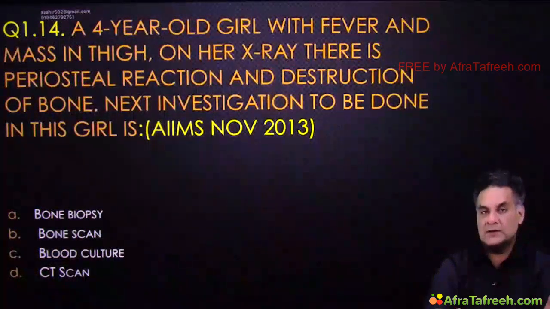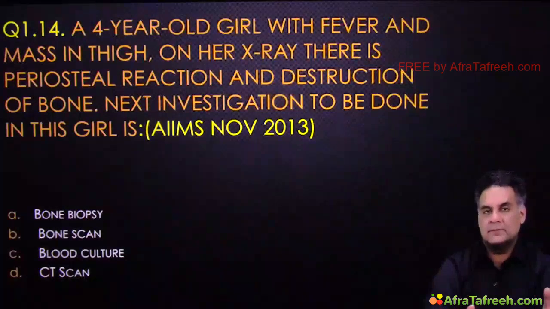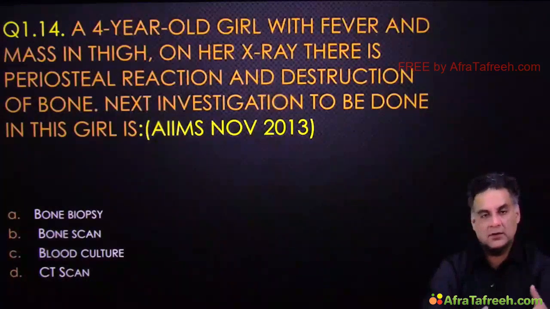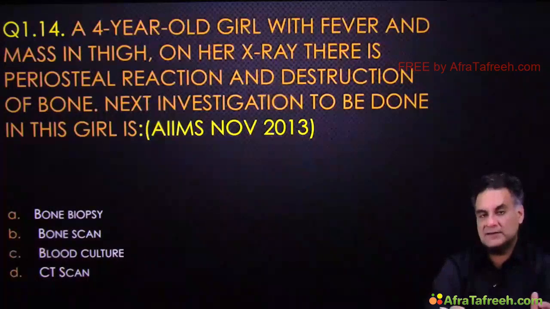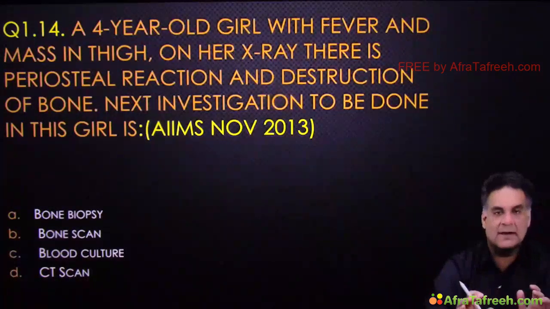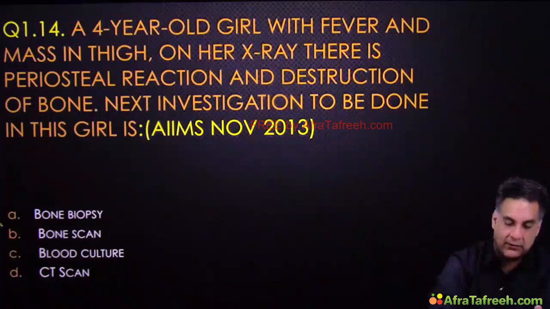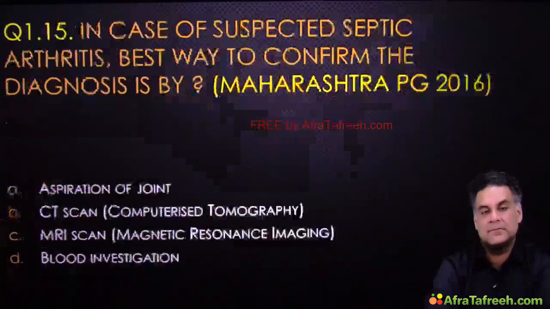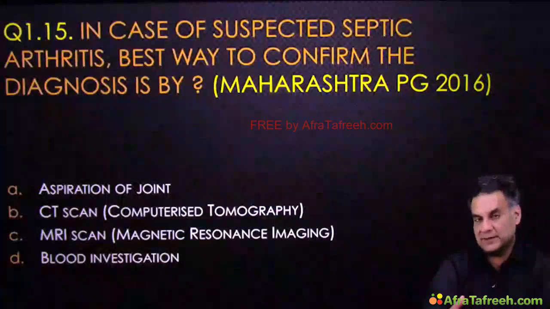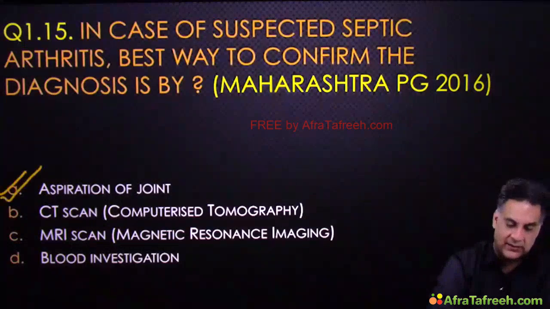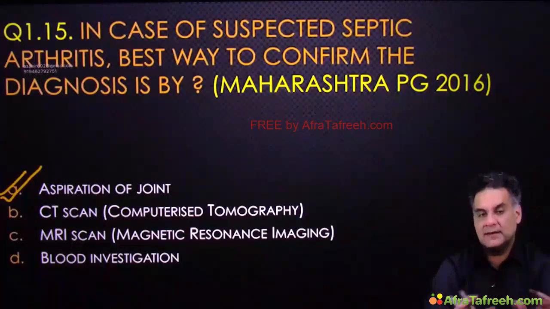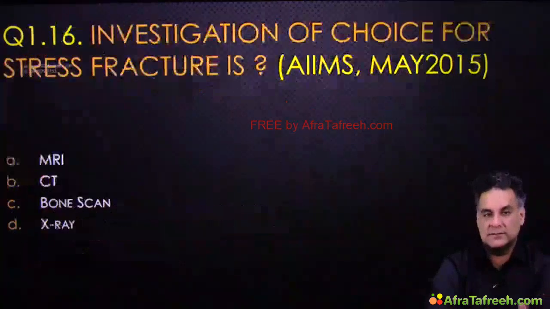A 4-year-old girl has fever, thigh swelling with a mass. On X-ray, you have a periosteal reaction. X-ray has been done. Bone is destroyed. Next investigation. Next is MRI. Not given, I'll not wait. I'll go for biopsy. In case of suspected septic arthritis, best way to confirm tissue is diagnostic. X-ray, MRI. But best is tissue, so aspirate, do cultures.